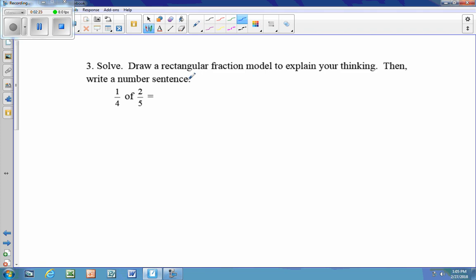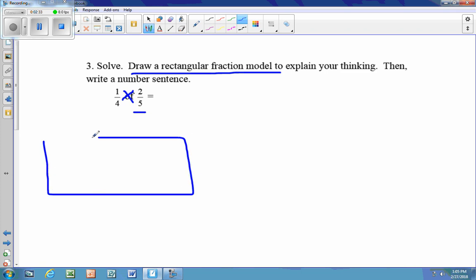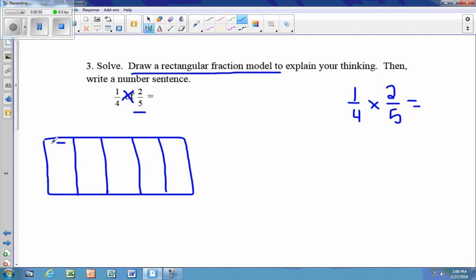It says again that we're going to draw a rectangular fraction model. So of means to multiply. We always do the second number first, so we're going to draw our rectangular fraction model. And over here, I'm going to start my sentence because it does say it needs a number sentence, and the word of is not a number sentence. You need the multiplication symbol. So we're going to do 2/5. Here's 1/5, and here's 2/5.